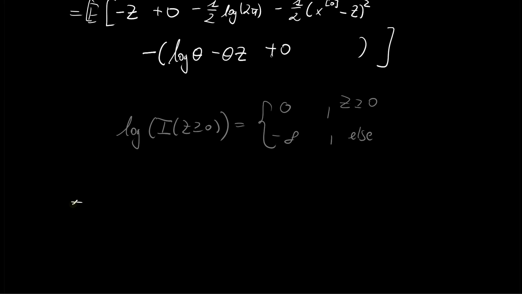Okay, let's go on and just rearrange a bit. So we have the expectation of minus z. Then we will keep minus 1/2 logarithm of 2 pi.